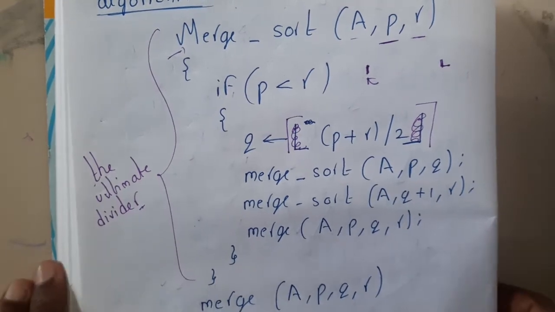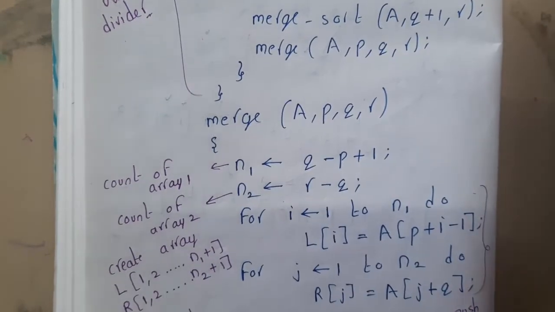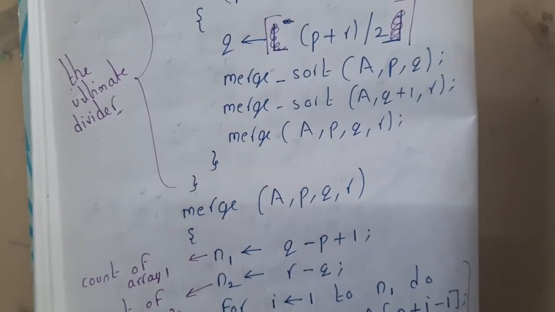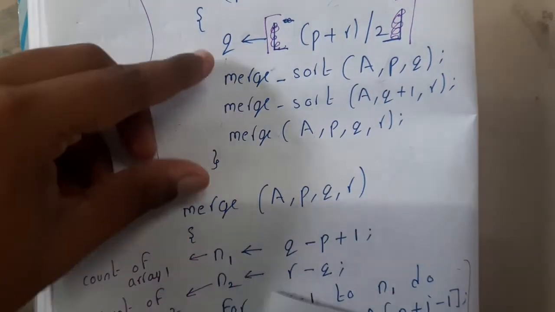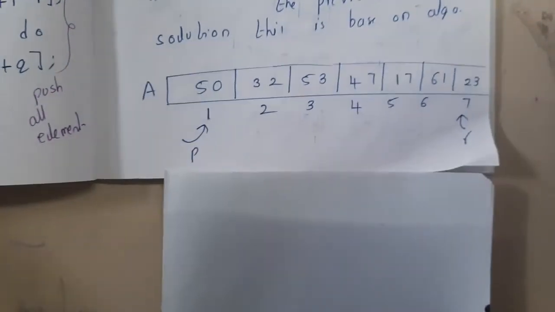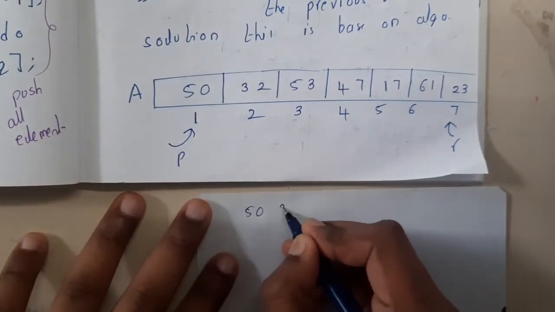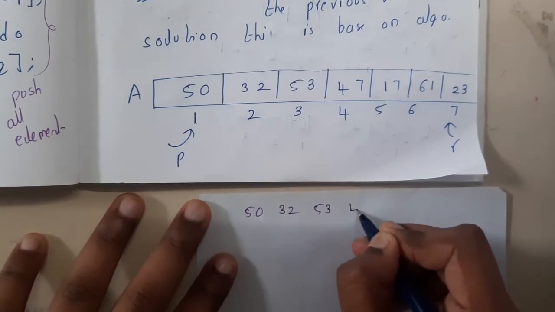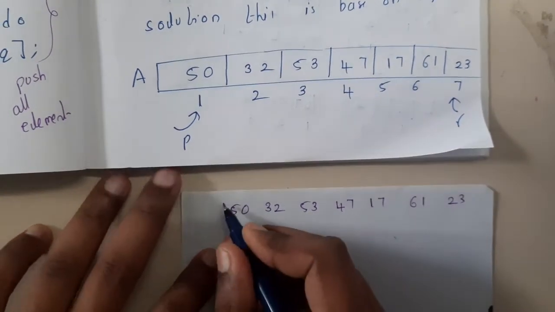So what exactly does merge do? I'll explain that with respect to our solution, guys. Only then will you understand. For our easy understanding, I think most of you have watched our data structure lectures, right? I'll be drawing a tree for this recursive function, because with that you can get a clear idea. Let us take an example which I have used in the book: 50, 32, 53, 47, 17, 61, 23.